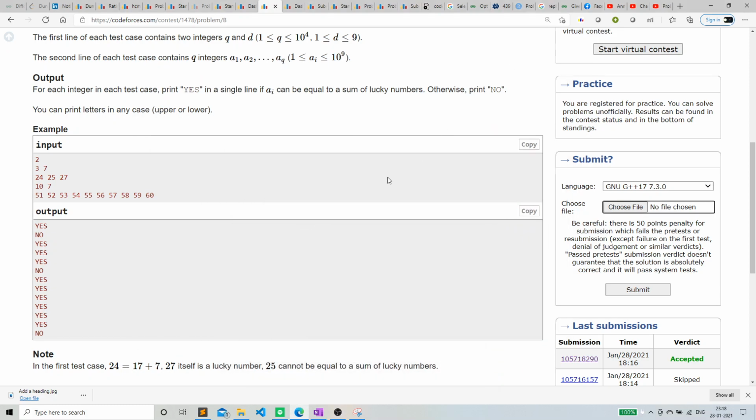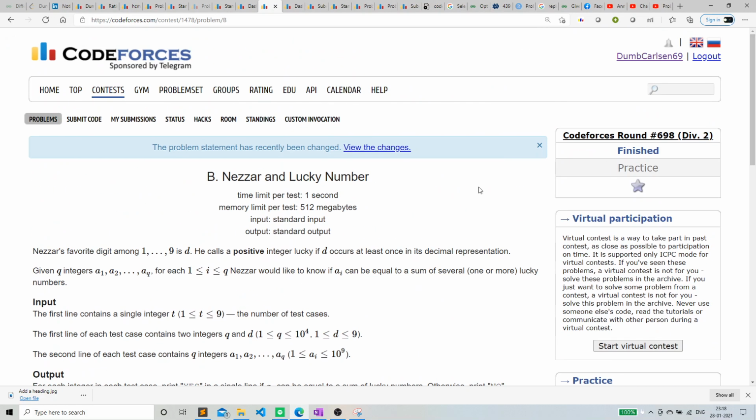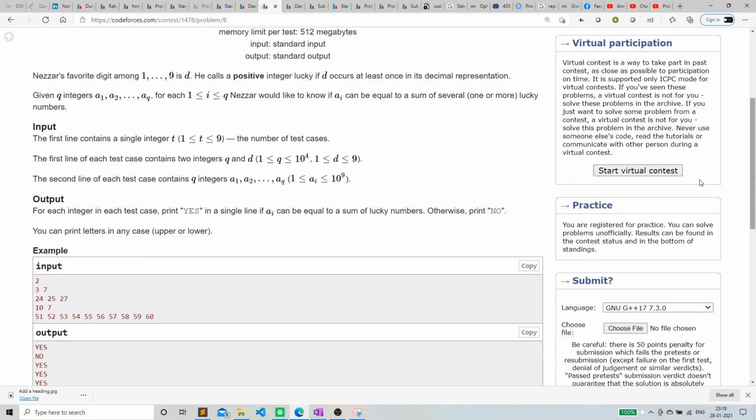Hello everyone, this is the solution of today's problem B, Nezzar and Lucky Number. This was a tricky problem in the sense that the brute force solution works here. If you see the constraints, you'll think it should not work, but it's working. I'm going to tell you why it's working. First, I'm going to discuss my brute force solution.